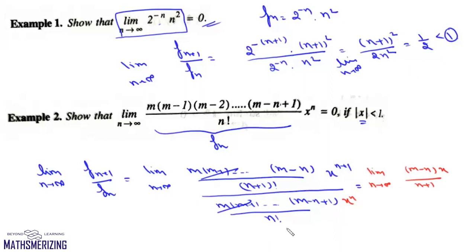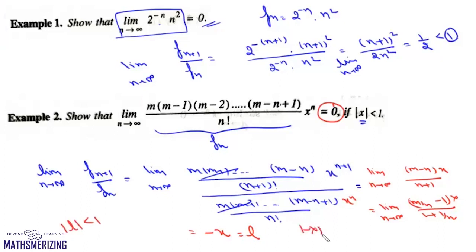And if we divide it by n, we can write this as limit n tends to infinity (m by n minus 1) into x upon 1 plus 1 by n, which is nothing but minus x. Now this is your L. Now the value of this limit will be 0 if mod L is less than 1. That means mod of minus x will be less than 1, or we can say when mod of x is less than 1, which is what we need to prove.